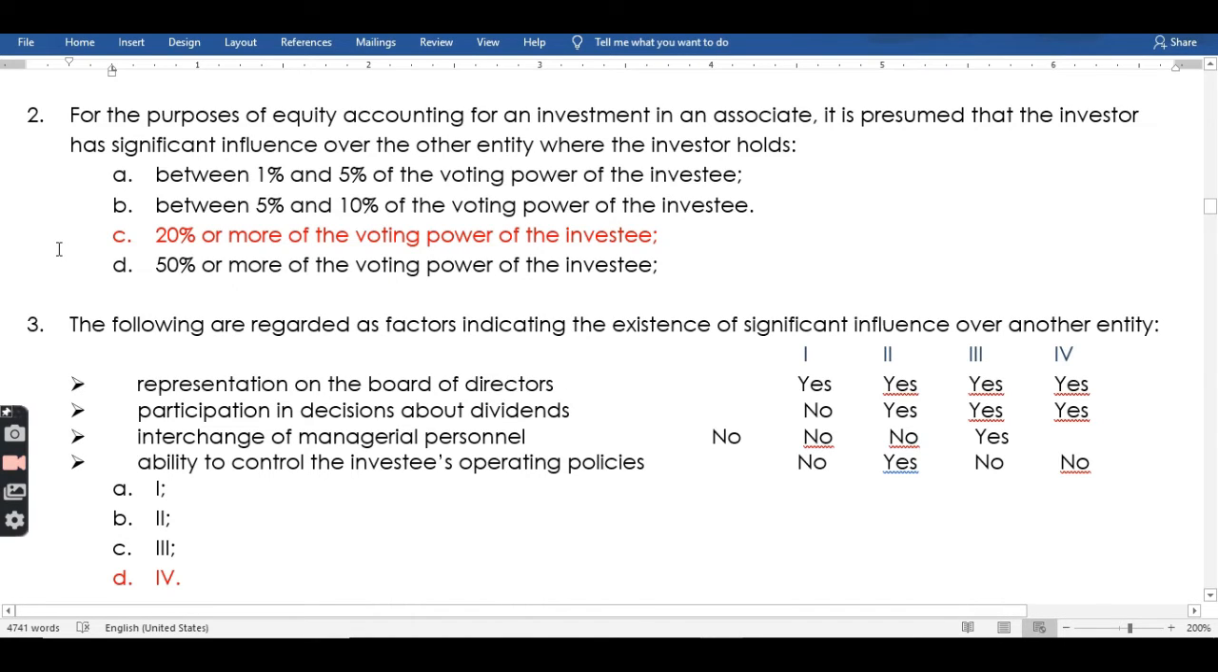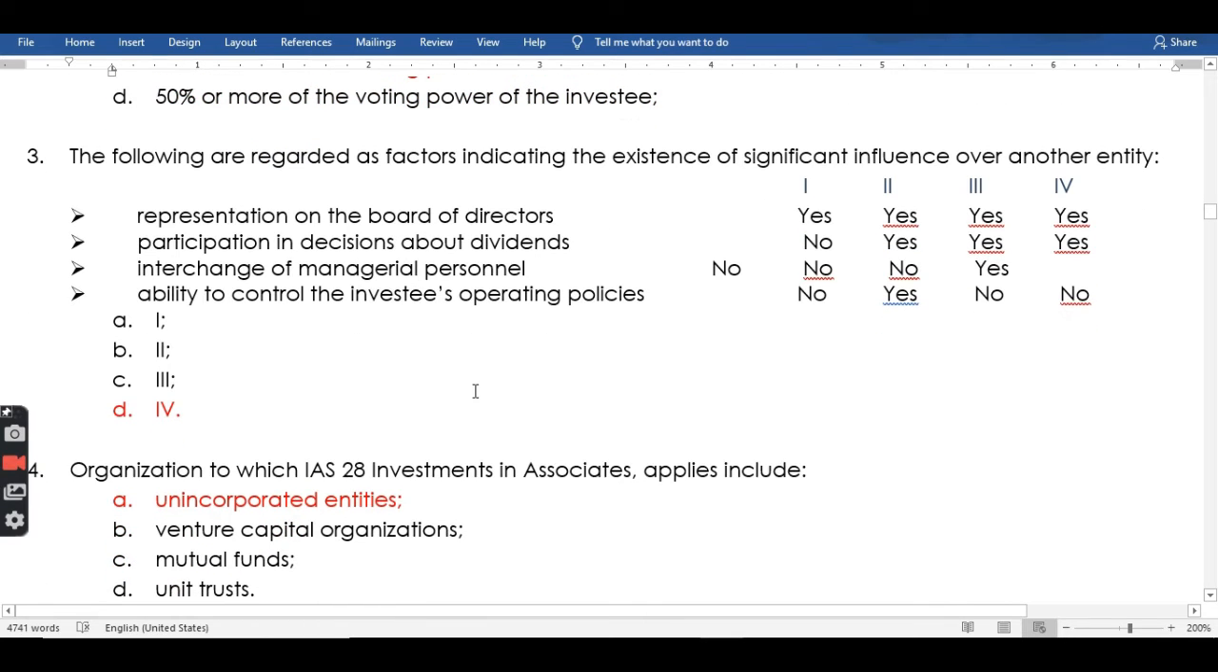So ibig sabihin, kapag 20% or more, you are now considered as a large stockholder, okay, or a significant stockholder. So ganun siya. So anyway, wag mo lang kakalimutan yung 20% or more of the voting power, ha. Tandaan, voting dapat. Next, the following are regarded as factors indicating the existence of significant influence over another entity. So, meron ba yung representation in the board of directors? Yes. Participation in decision about dividends, pwede rin yun kasi decision making yun, di ba? So, yes din yun.